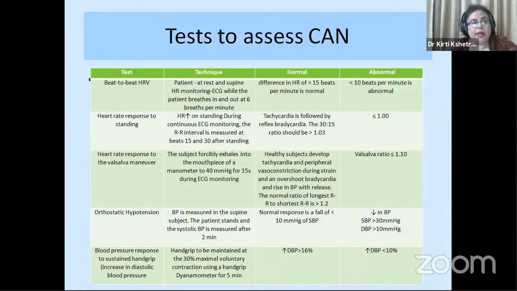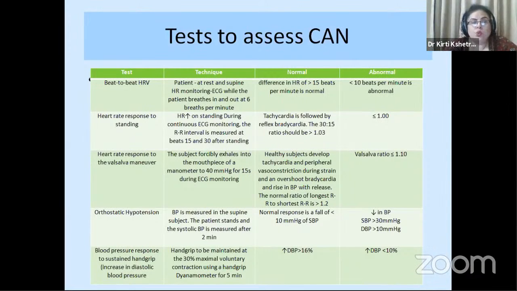Now, how do we test for CAN? There is a battery of tests that can be utilized to assess CAN, like beat to beat heart rate variability, where the patient lies supine and takes a deep breath at the rate of 6 breaths per minute. This causes an increase in heart rate while it is normal. The difference in heart rate is 15 beats per minute when it is normal, and less than 10 beats per minute is considered abnormal.